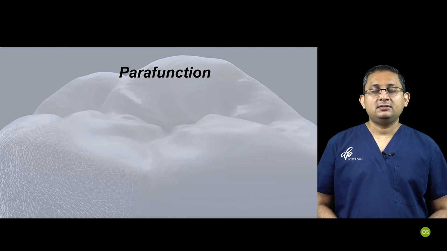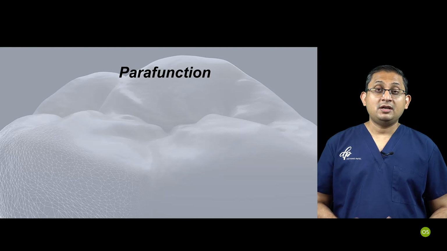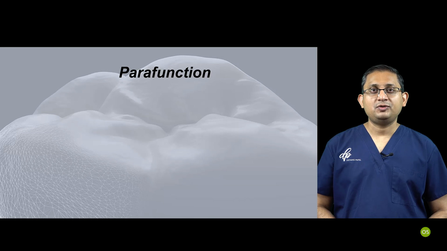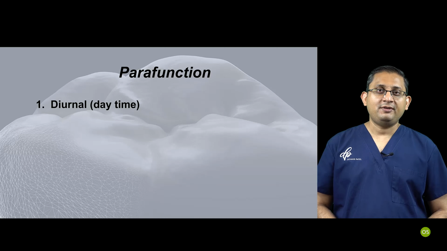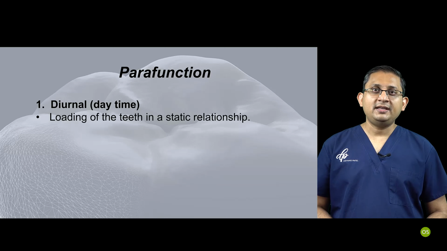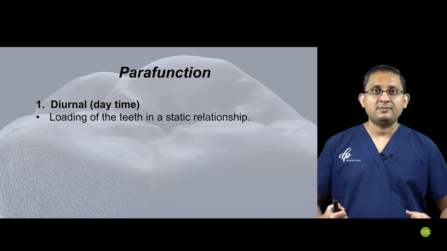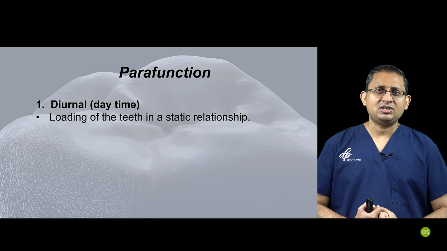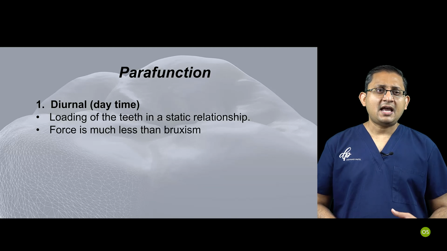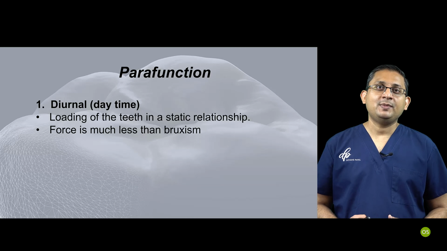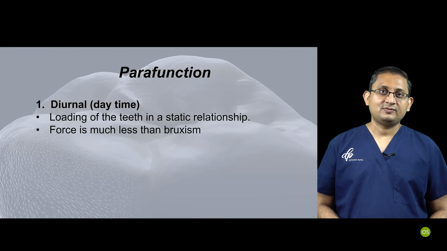The final factor is parafunction, and this is something which we are used to see and used to describe and discuss with patient. So what are the types of parafunction? So you have a daytime parafunction where patients are really clenching their teeth in a static relationship. So they are not dynamic, just a static relationship, mainly as a clenching. What happens is the force during this time, because patients are awake, is much less than bruxism.